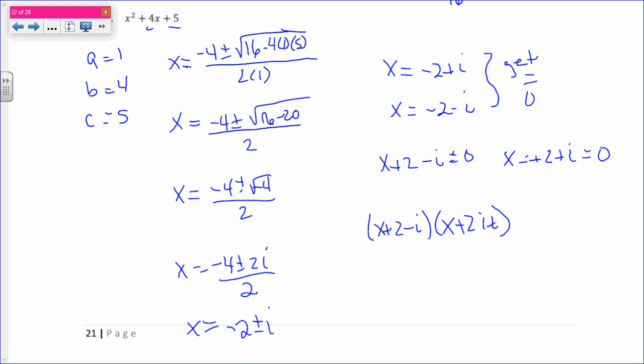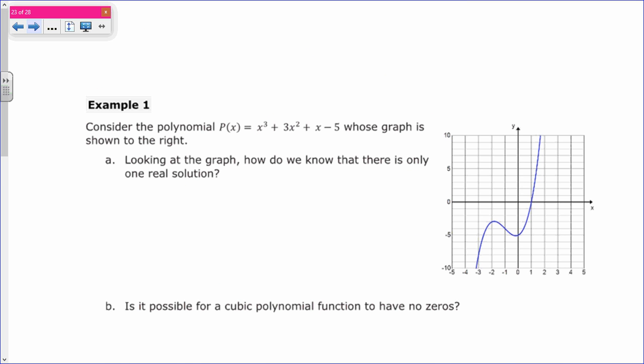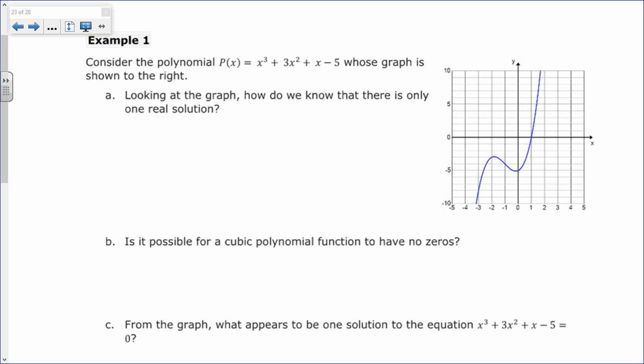So example 1. Consider the polynomial p of x equals x cubed plus 3x squared plus x minus 5, whose graph is shown on the right. Look at the graph. How do we know that there is only one real solution? Well, it only crosses the x-axis once.